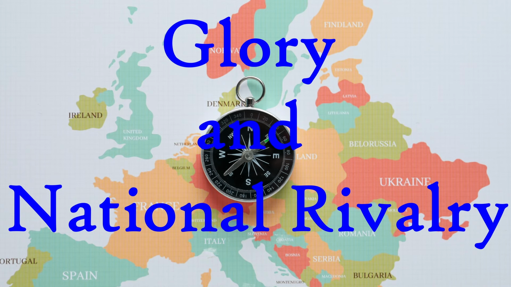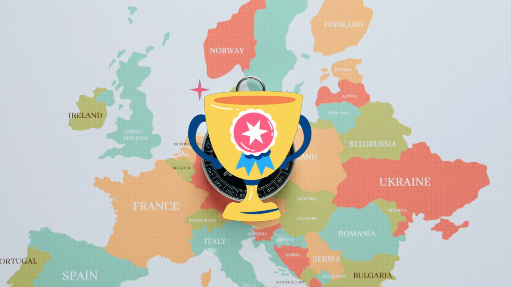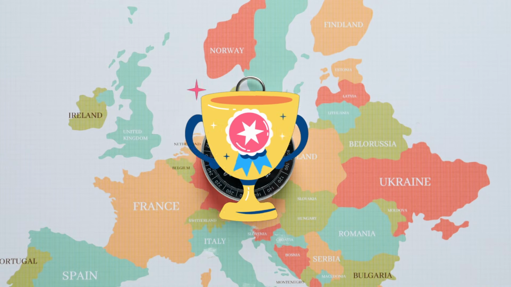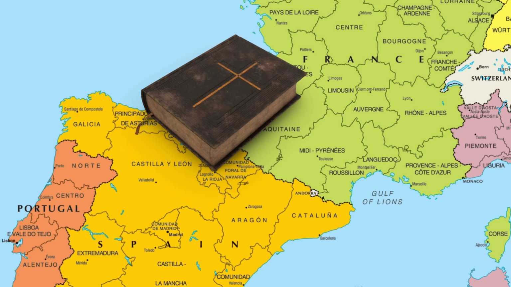Glory and national rivalry. European powers competed to expand their empires, gain international prestige, and secure strategic locations. Spread of Christianity. Catholic powers like Spain and France sought to spread Christianity by converting indigenous peoples.